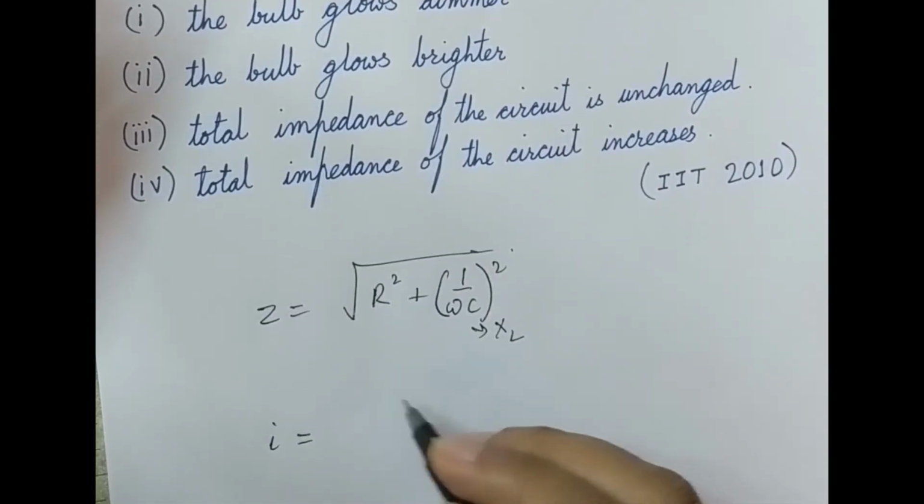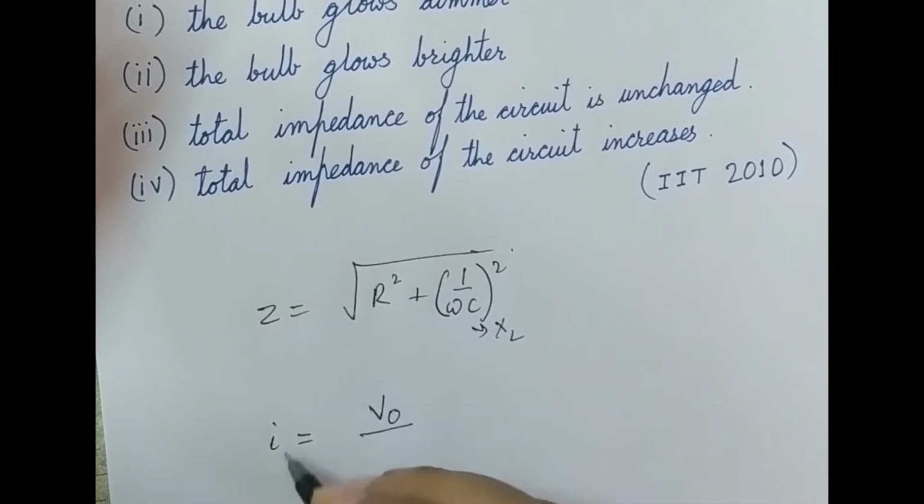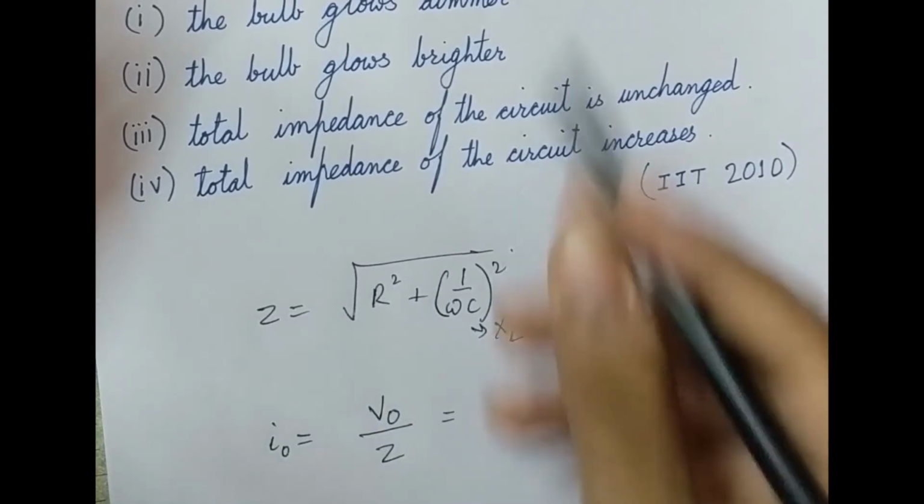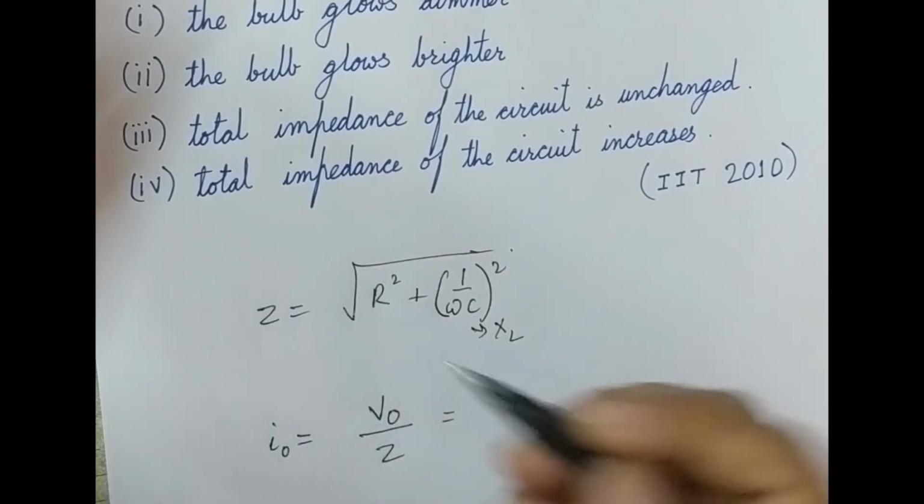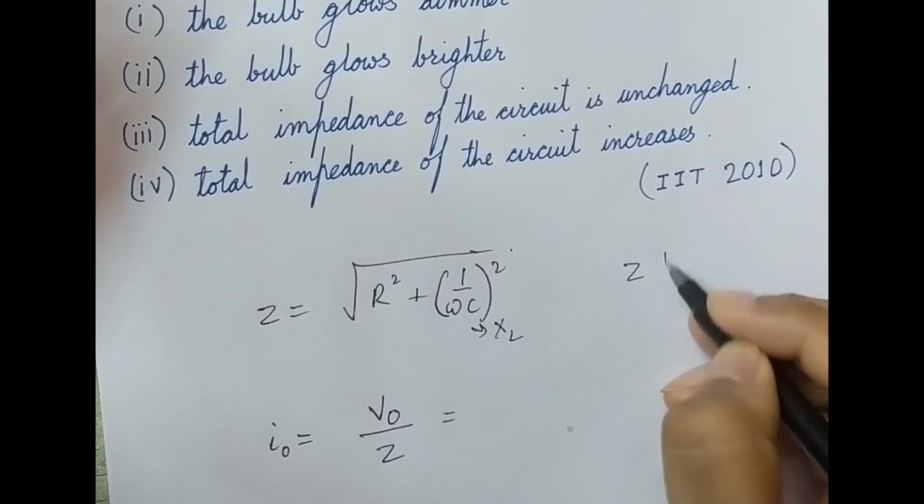I naught is given by V naught by Z. V naught is a constant fixed amplitude. So we only check what happens to Z. So we found out over here that Z decreases.